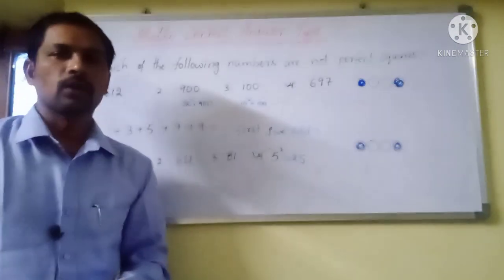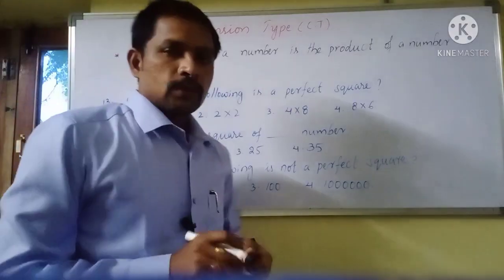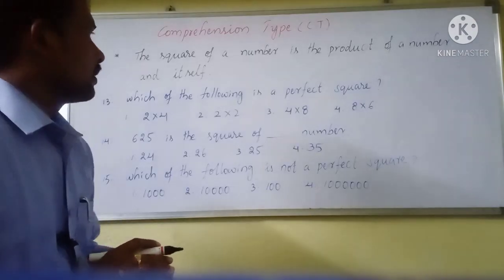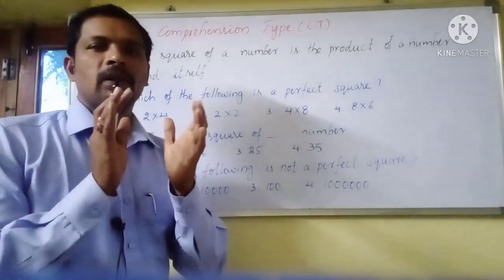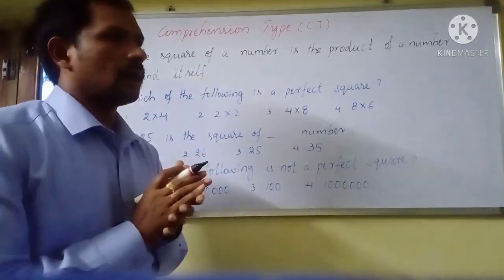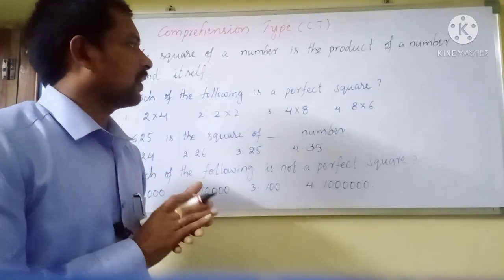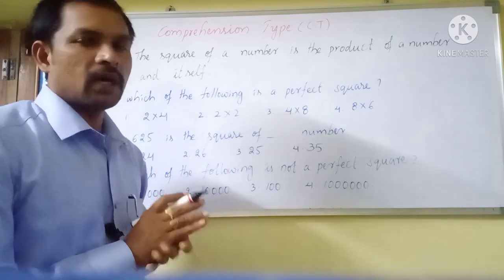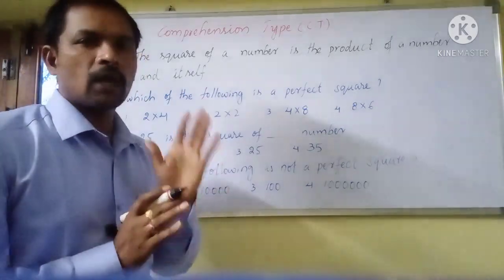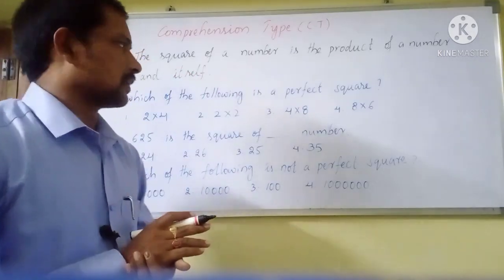Next we will go through the comprehension type. So now we will discuss the comprehension type. In this model, they will give one statement or some information, and based on this information we should find out the answer. So we are going to have one correct answer here.